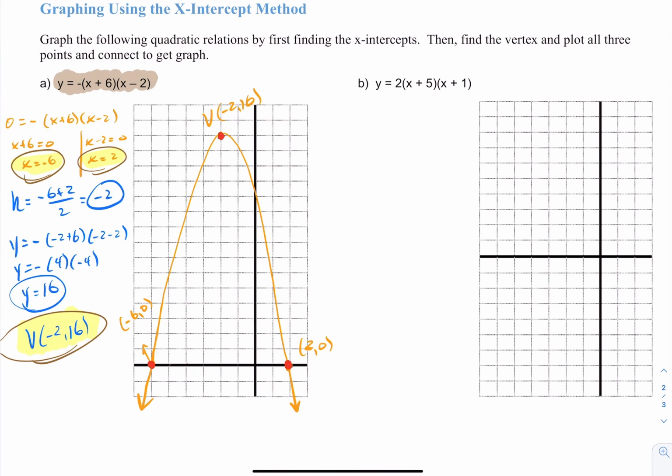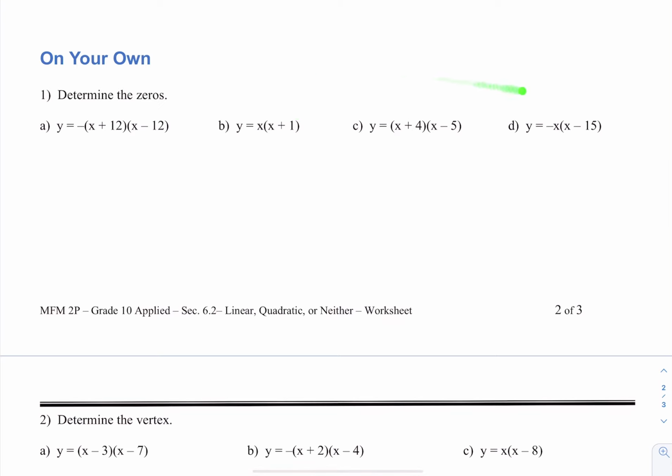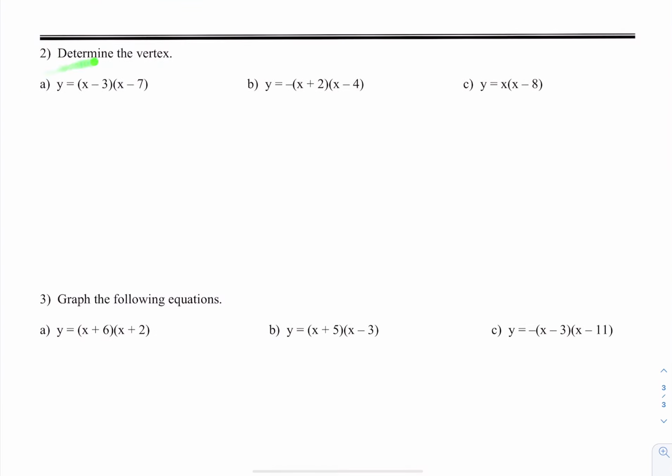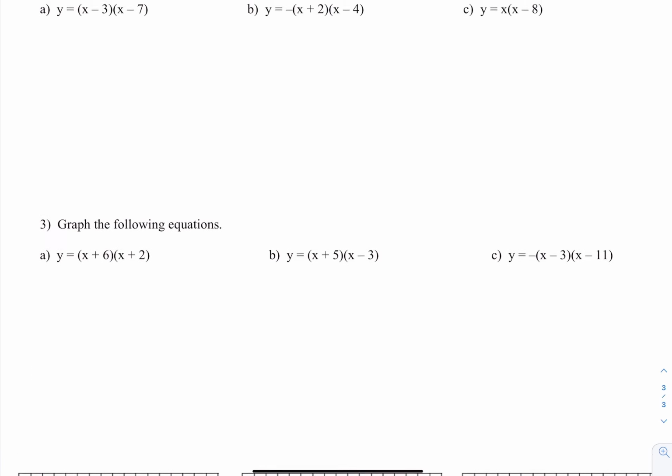Okay, so I'd like you guys to go ahead and try out B. And then there's more practice here. We've got 1A to D you can practice, find the zeros. We move on to finding the vertex. And then there's 3 more to practice here on actually finding the roots, finding the zeros, and graphing your quadratic.